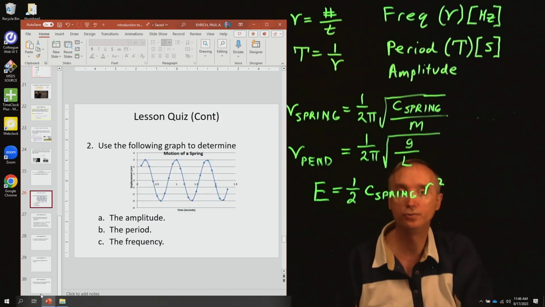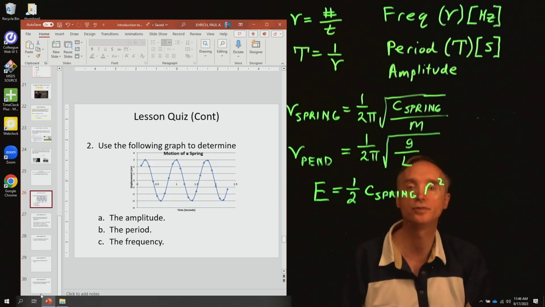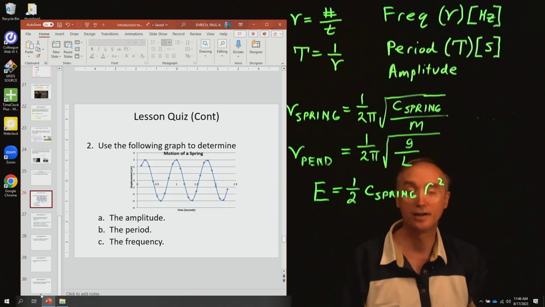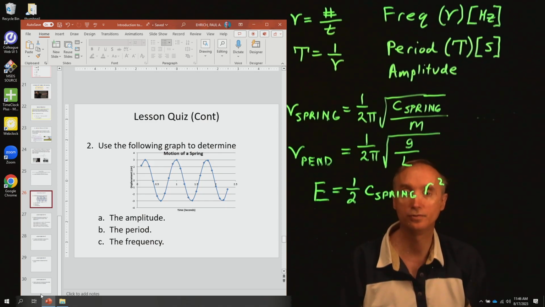And then we also talked about how even atoms in a material vibrate back and forth with harmonic motion. Question number 2, use the following graph to determine the amplitude, the period, and the frequency. I know that this graph is really hard to read, but you can always blow up the picture so that you can take a better look at it.